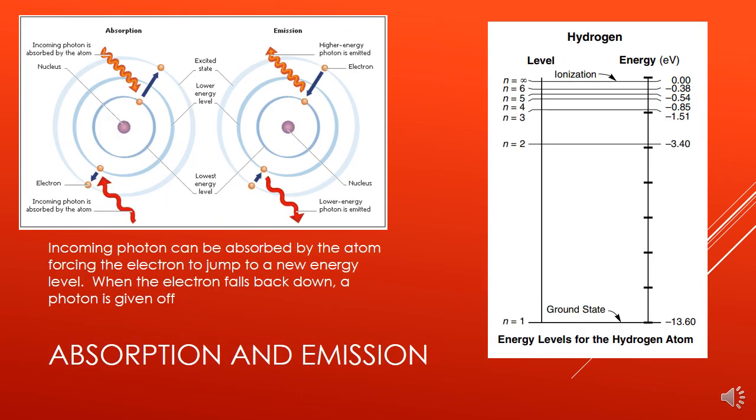So just a reminder from the beginning of this presentation, there's absorption. That's when it causes the electron to jump up. And then there's emission. That's when the electron falls down. So I wrote, incoming photon can be absorbed by the atom, forcing the electron to jump to a new energy level. Or it can be emission. When the electron falls back down, a photon is given off.